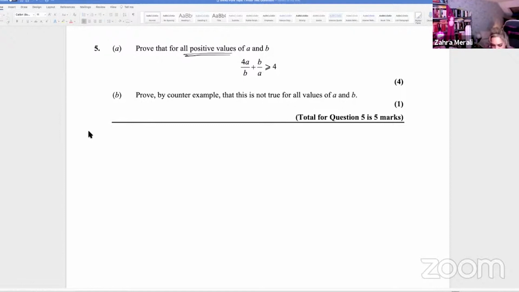Okay, so I would look at that and think, well, we're thinking about positive values, so we can just multiply everything by ab to get the ab on the top. So I would multiply everything by ab to start with. If I multiply 4a by ab, I'm going to get 4a squared. So I get 4a squared plus b squared is greater than or equal to 4ab. Stick everything on one side again.